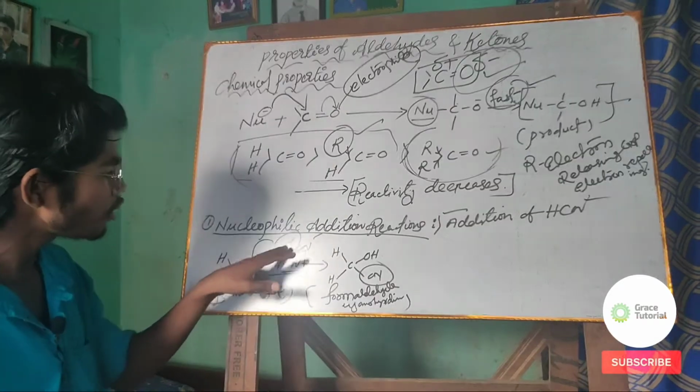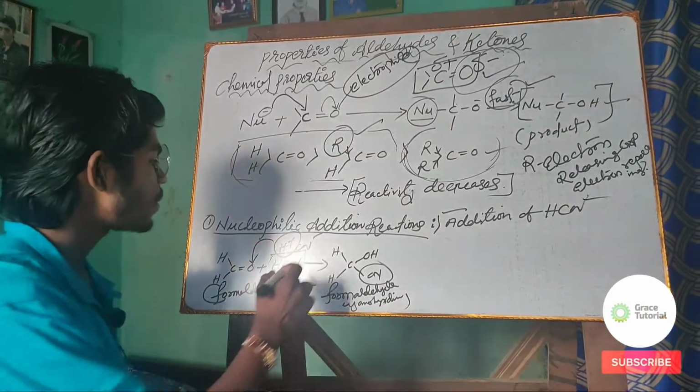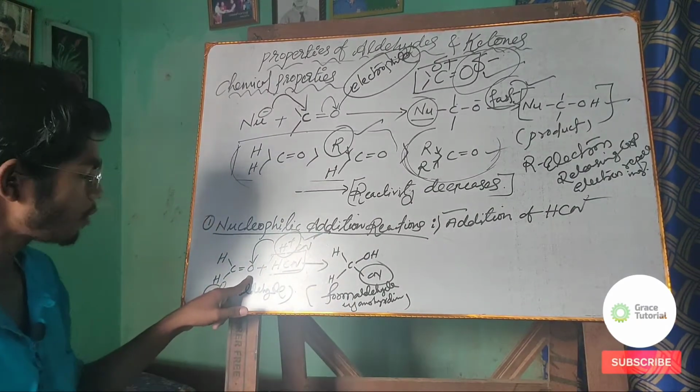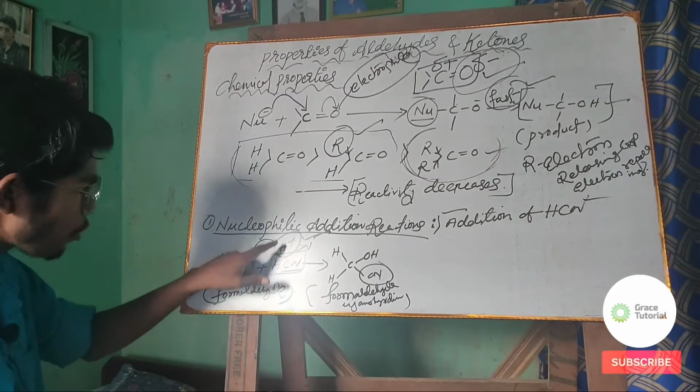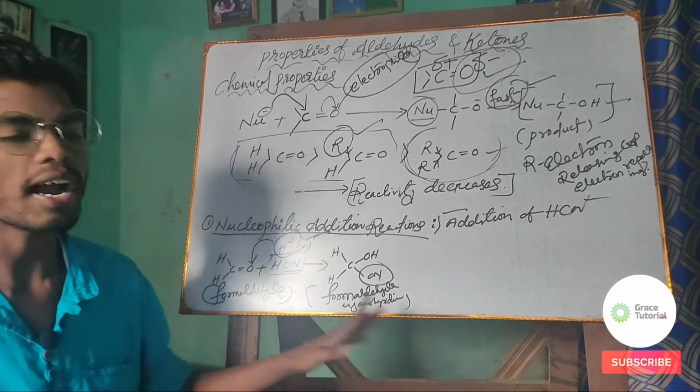And how is the OH formed here? Because the H+ of HCN is an electrophile, and the oxygen atom is more electronegative. That's why it can be easily attacked by the electrophile, and finally it gives formaldehyde cyanohydrin.